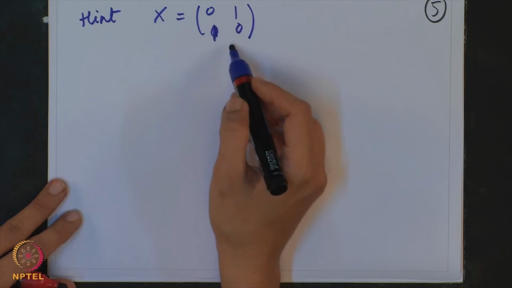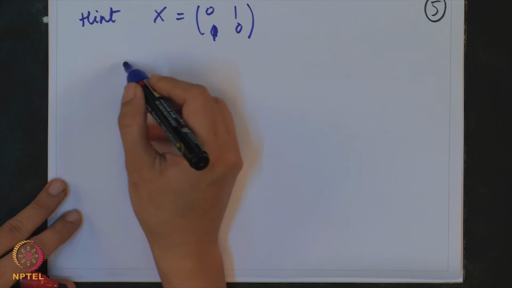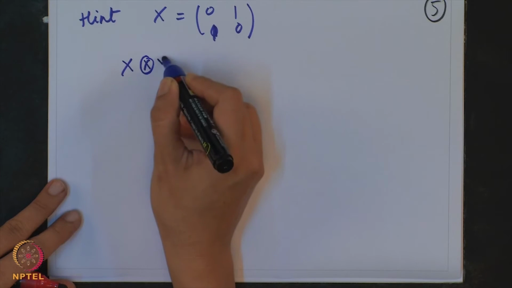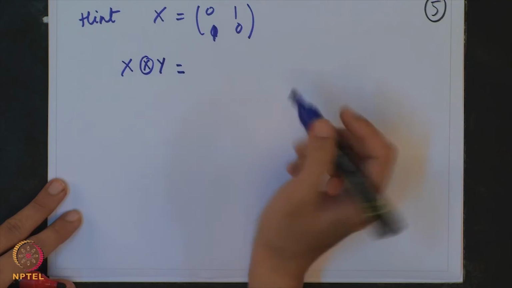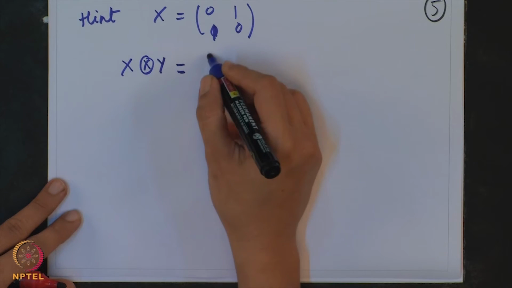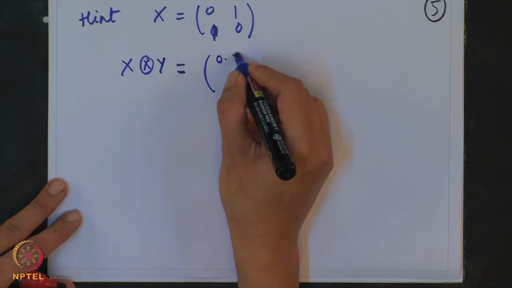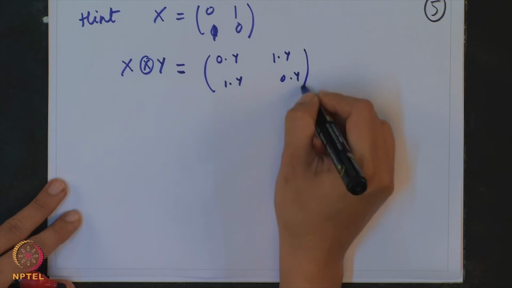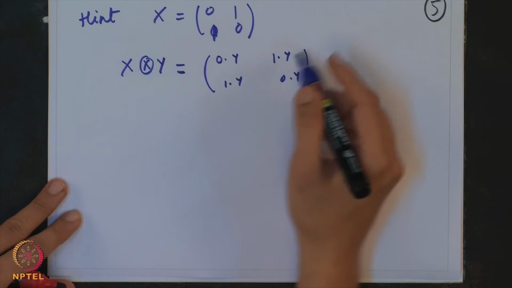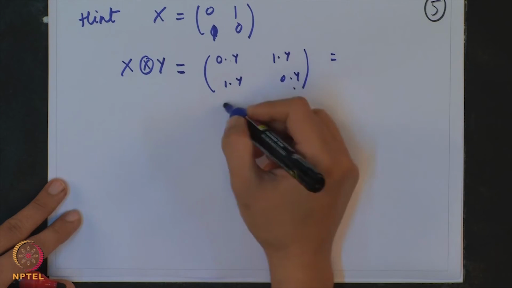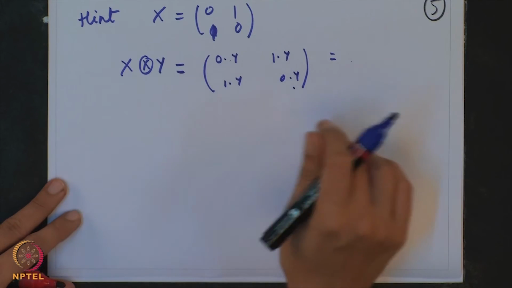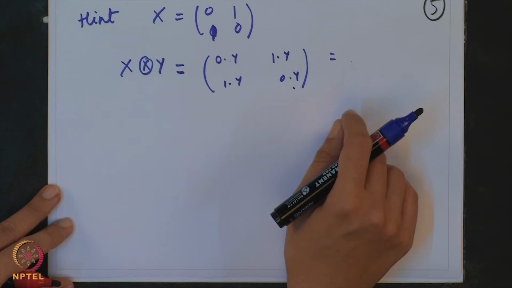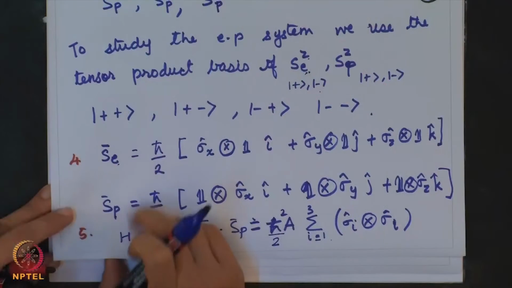So, if x is this matrix and you want to calculate the tensorial product of x and y, you will write it as 0 dot y, 1 dot y, 1 dot y, 0 dot y, where 1 will be your identity, so this will be 0 0 y y. Okay. So, using this hint you can do that multiplication. So, evaluation of Se and Sp, this you have done.